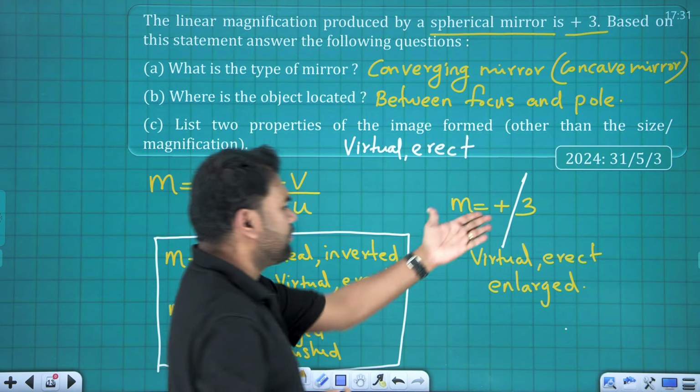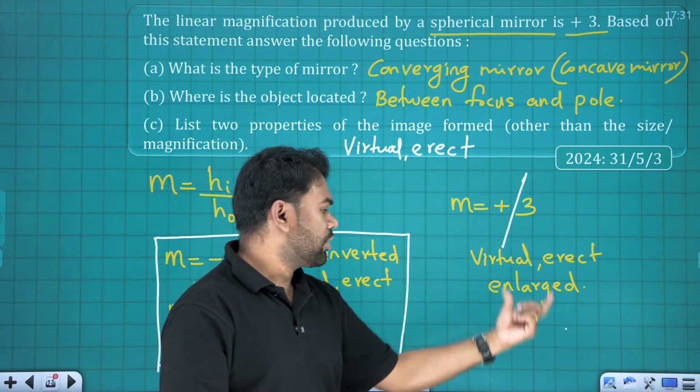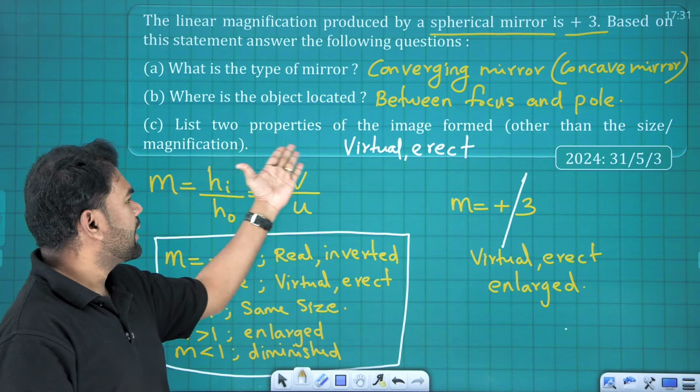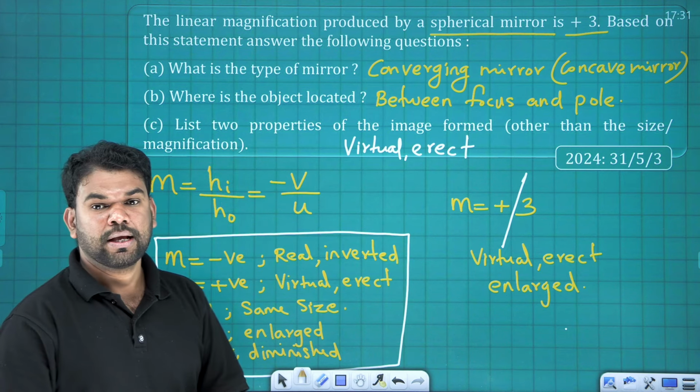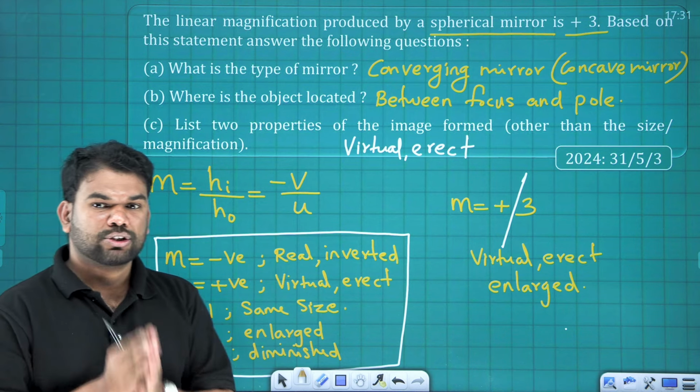Virtual and erect, and size no need to mention because they are asking for properties other than size. So enlarged, that property no need to write. They are asking for just 2 properties. So, a virtual and erect image is formed by this concave mirror. I think all of you understood correctly.